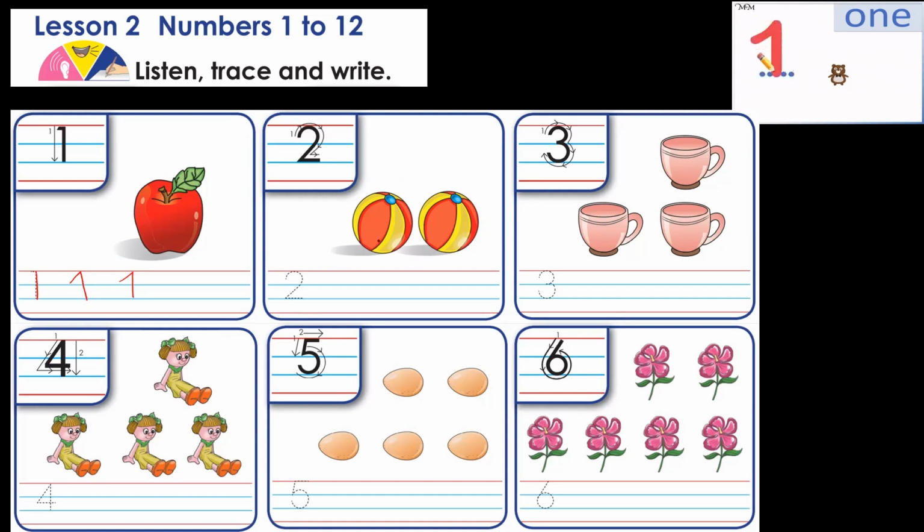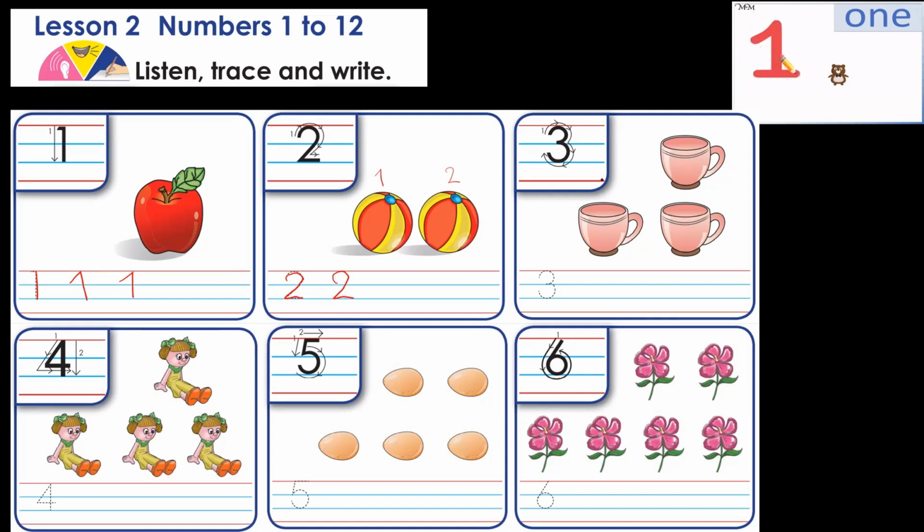How many balls are there in the second picture? Let's count together. How many balls? 1, 2. How many balls are there? 2 balls. Perfect. So how do we write 2? Round, down, cross, 2. Round, down, cross, 2. Perfect. Let's look at the third picture.